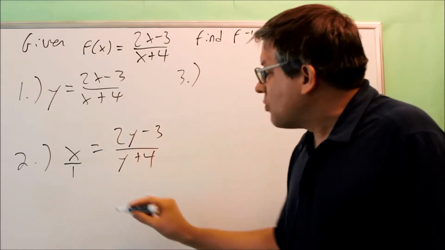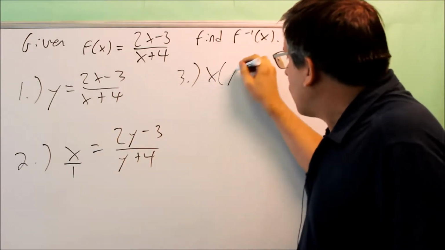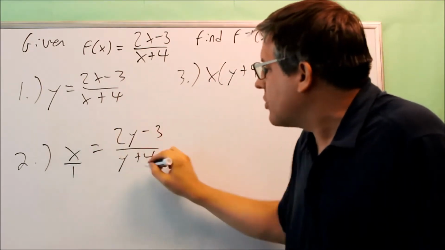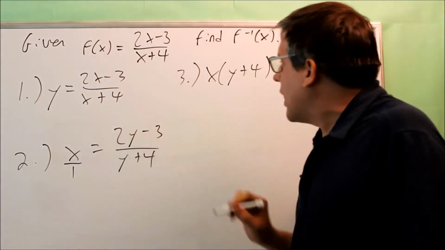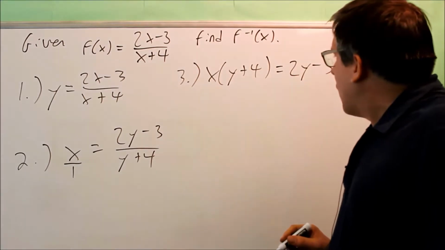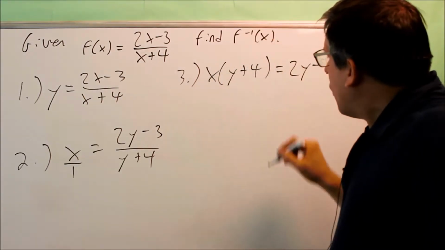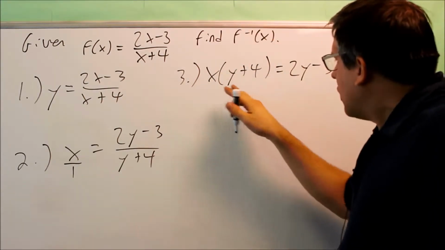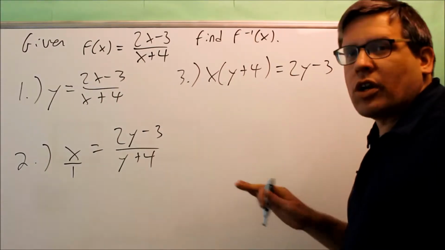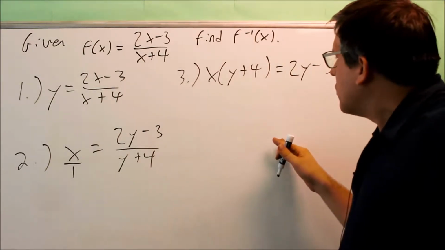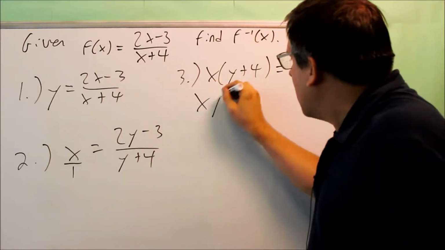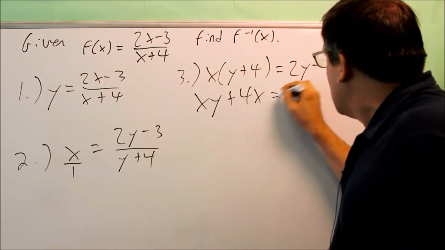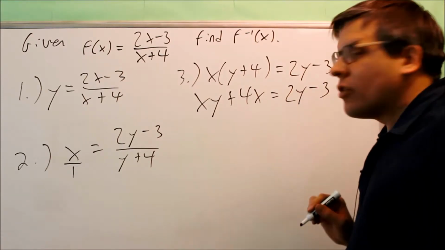That's one way you can do it. Or you can cross multiply. So if I take x times y plus 4, I'm multiplying these diagonals. That's going to be equal to 2y minus 3. That's this diagonal right there. So now that I have that, I'm going to multiply both of these by x, because what I need to do is, the idea here is I want to get all the y's on one side of the equation. So in order to do that, I first need to free up the y that's in here. I get xy plus 4x, and then I get 2y minus 3 over here.